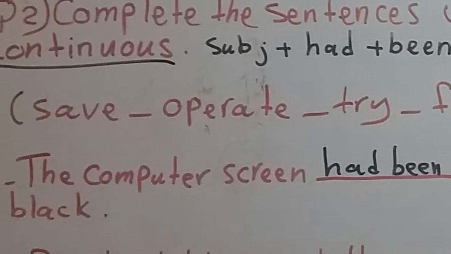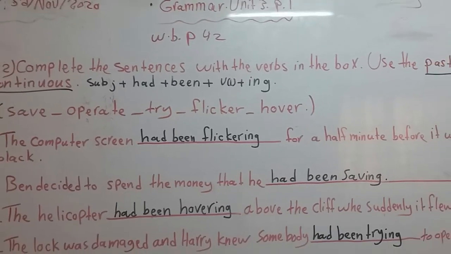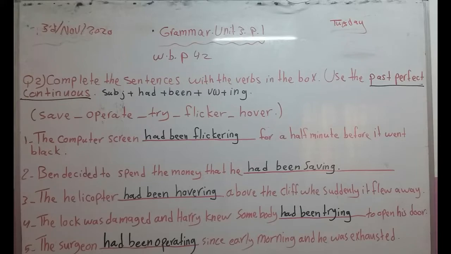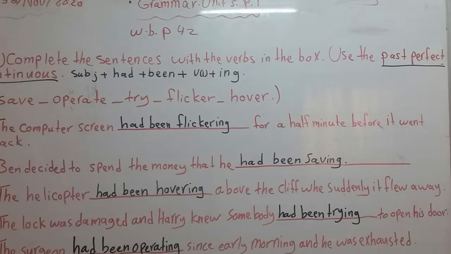So these verbs in the box, I want to add to them ing. وهادول بيكونوا من عندي أنا لما يطلبوا مني اللي هو past perfect continuous. شو هي الأفعال؟ Save اللي هي يحافظ. Operate يعني يعمل عملية. Try يحاول. Flicker يرجرج يترجرج. And hover يحوم.